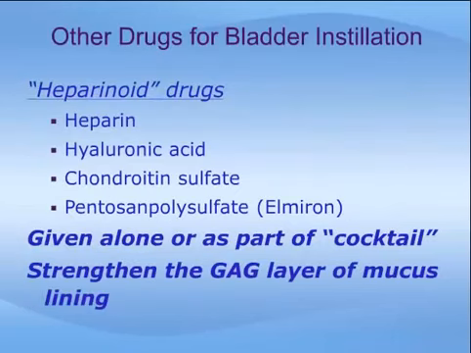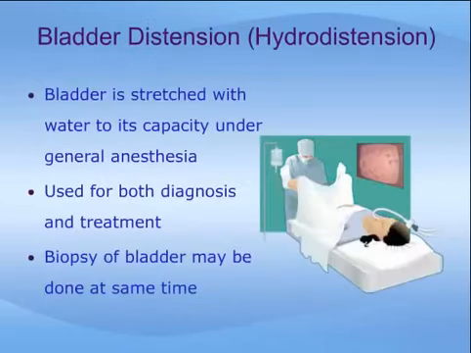Another type of drug commonly instilled into the bladder, either alone or as part of the DMSO cocktail, are the so-called heparinoids. These drugs work similarly to oral Elmiron by replacing or reinforcing the GAG layer of the mucus lining of the inside of the bladder. Examples of this type of drug include heparin, hyaluronic acid, chondroitin sulfate, and of course, Elmiron.